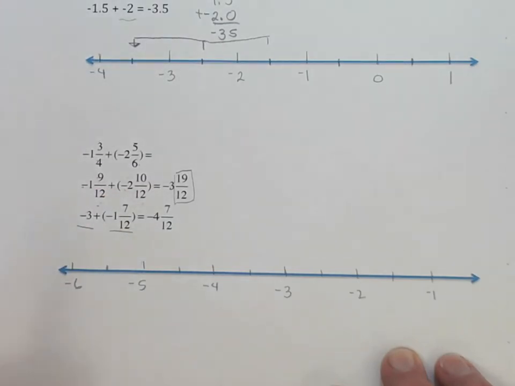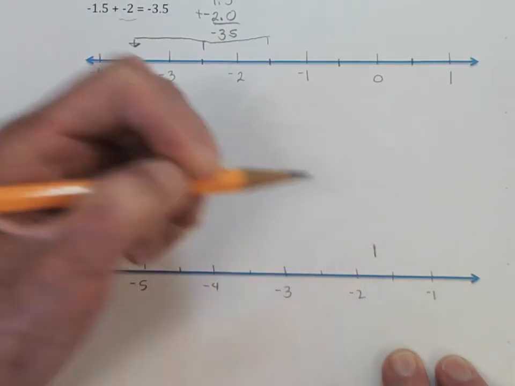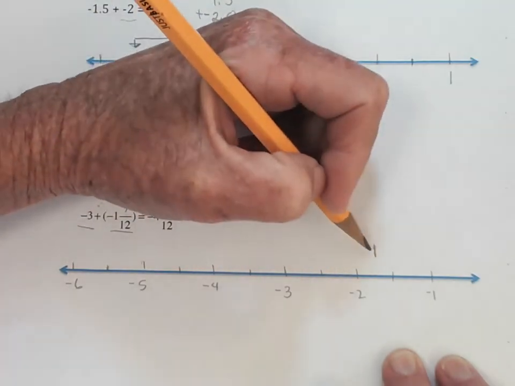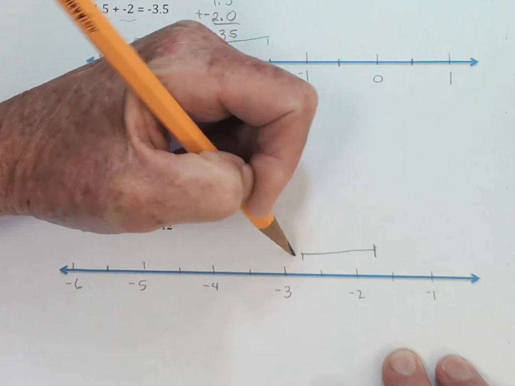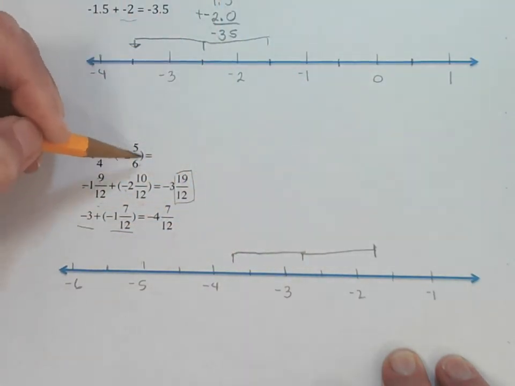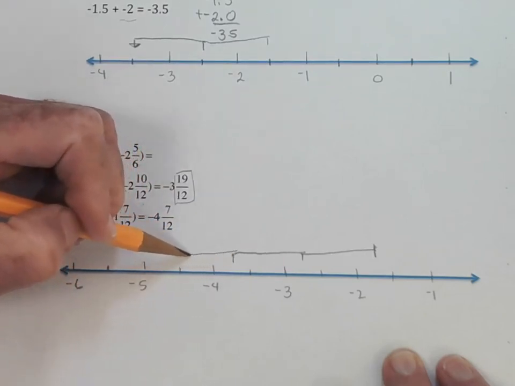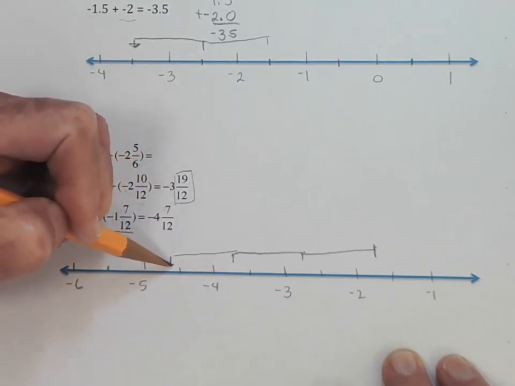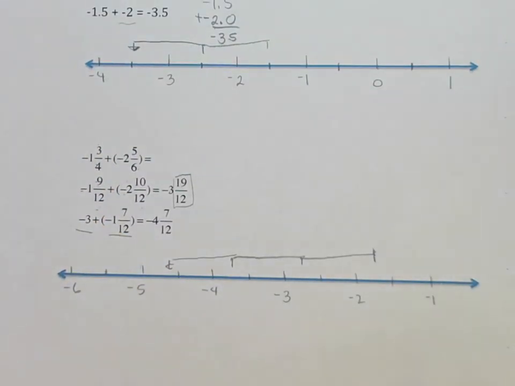On the number line, it is going to look like this. We're going to start at negative 1 and 3/4, which would be about here. And we're going to add negative 2 and 5/6. Well, negative 1 plus negative 2 would be negative 3 and 3/4, and then we still have to add 5/6 in there. When we add 5/6, it's going to put us just a little bit past a half, so then we get negative 4 and 7/12. So that's how you add numbers that have the same signs.